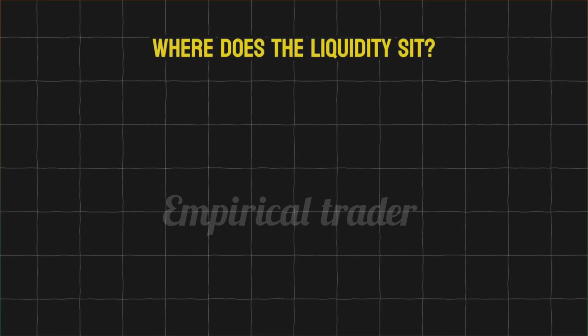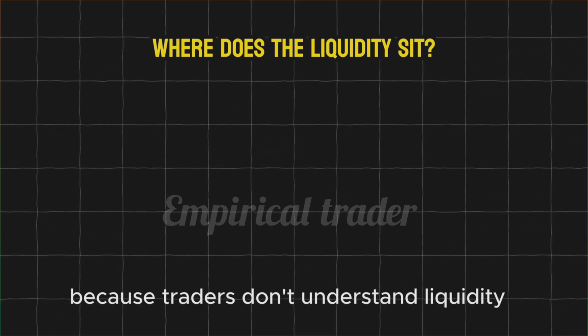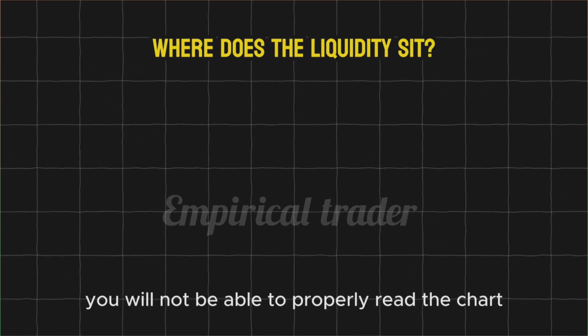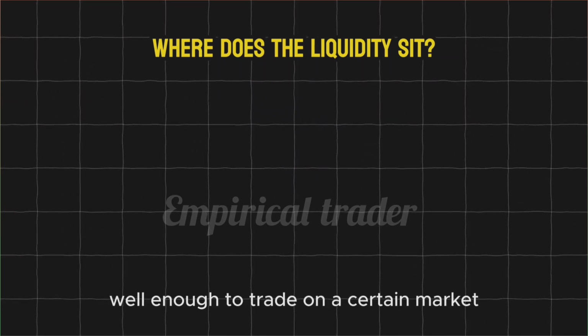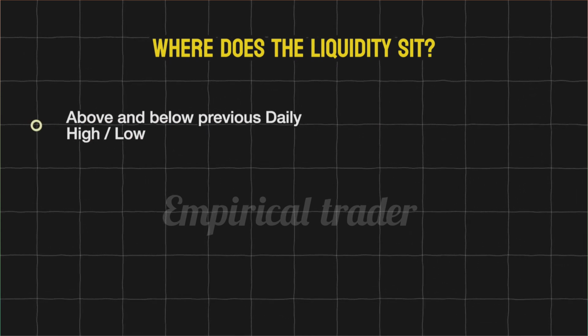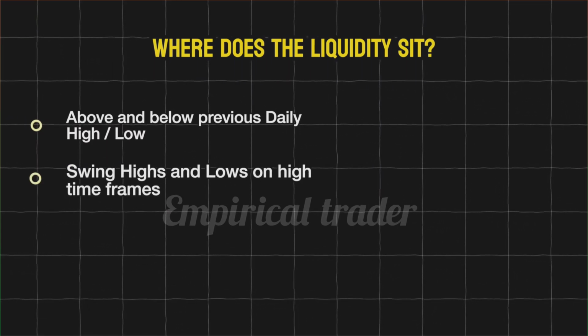One topic traders get confused on is identifying where the liquidity sits and how to use it to understand price action. Because traders don't understand liquidity, even if you know the fundamentals of the market structure, you will not be able to properly read the chart well enough to trade on a certain market. The reason is that you are likely going to enter on a fake out more often. The most liquidity on a market is above the previous high and low of the day. Liquidity also sits in high amounts on higher time frame levels, swing highs and lows. To understand the trend, look for liquidity sweeps.